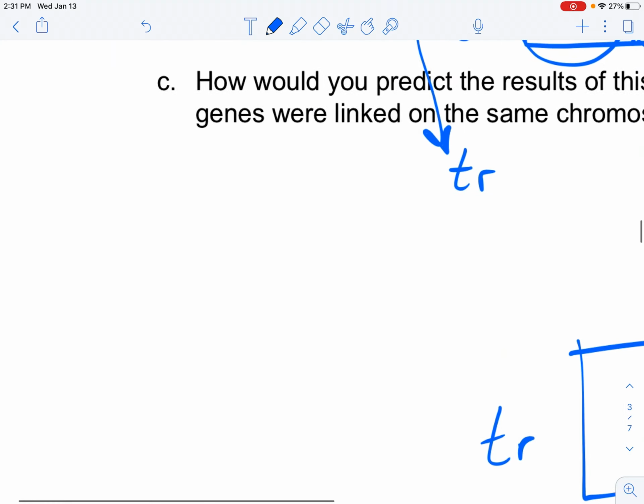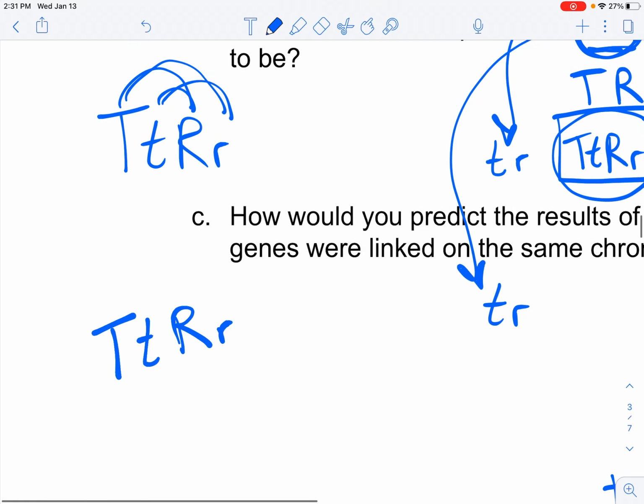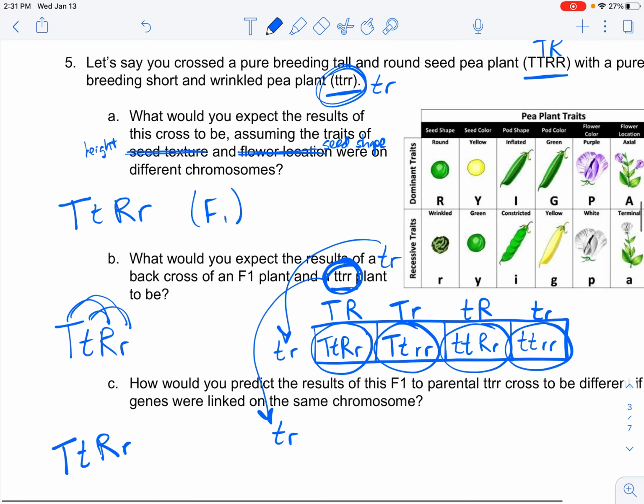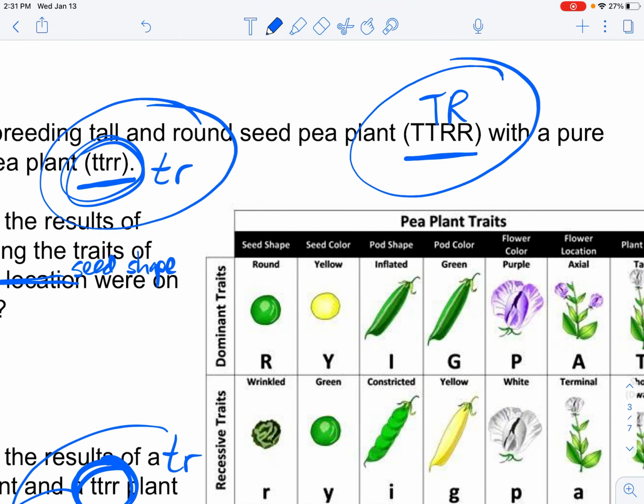Okay, but remember, if I have this hybrid here, on a cellular level, if the parents of this were this and that, so one parent gave a chromosome that had a capital T and a capital R on the same chromosome, stuck together, right? There's the chromosome, here's the T, here's the R.